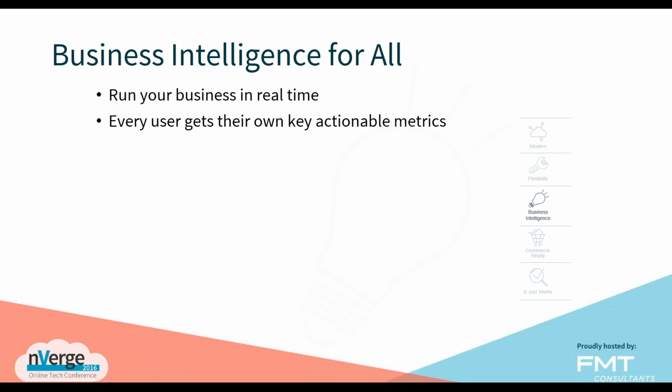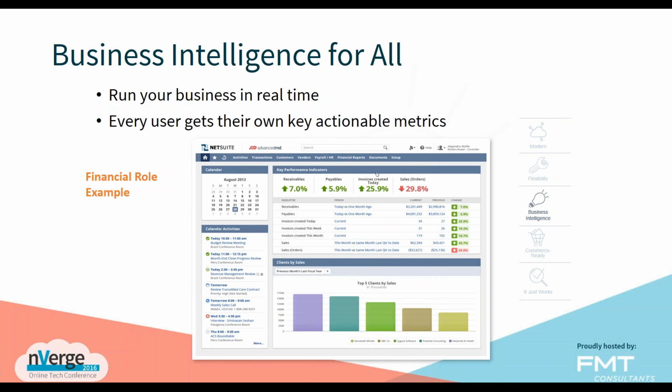And every user gets their own key actionable metrics. We talked about the idea of a personalized homepage. That's what can be done. So here's an example of just a financial systems role. A financials person is going to look at receivables, payables, how our orders are tracking, as well as handfuls of other metrics, and can see them very easily. And again, these metrics carry over onto your mobile device as well.